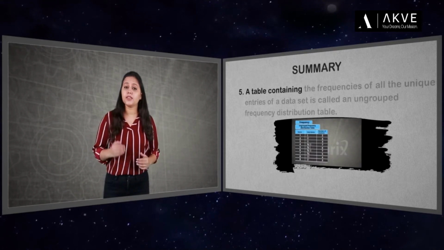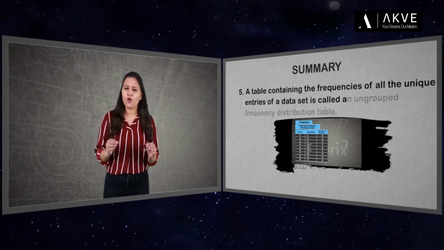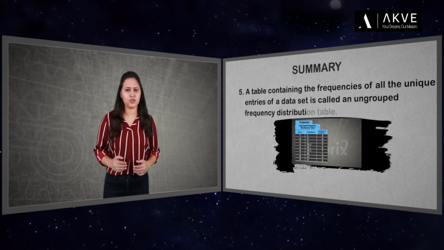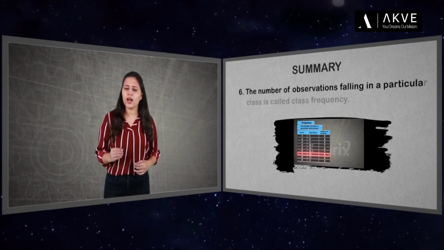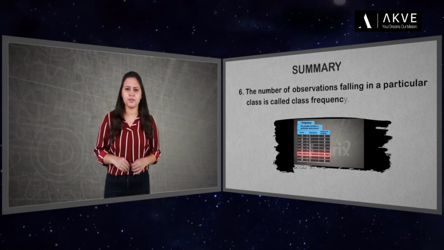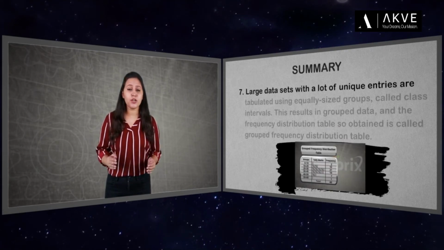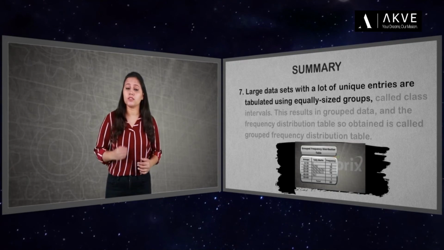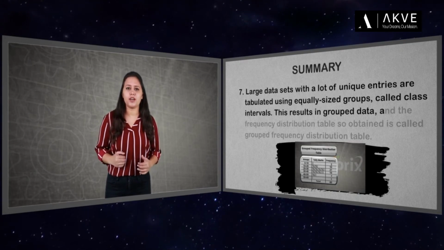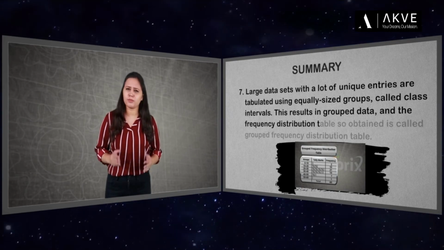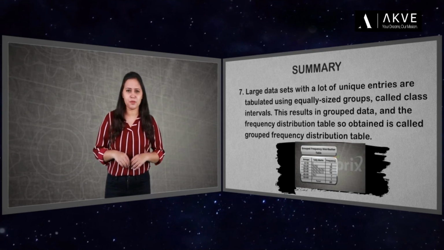A table containing the frequencies of all the unique entries of a dataset is called an ungrouped frequency distribution table. The number of observations falling in a particular class is called class frequency. Large datasets with a lot of unique entries are tabulated using equally sized groups called class intervals. This results in grouped data, and the frequency distribution table so obtained is called a grouped frequency distribution table.